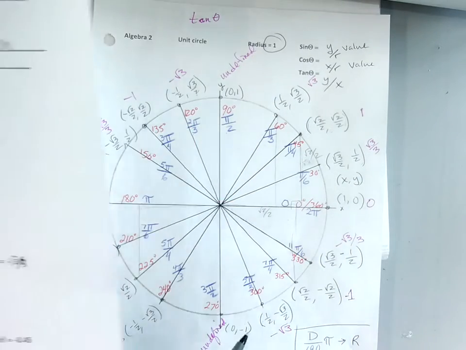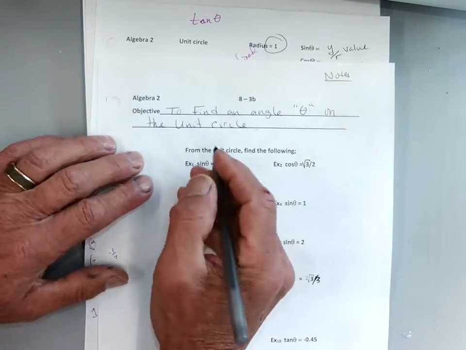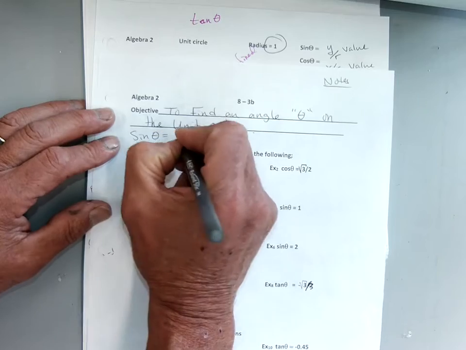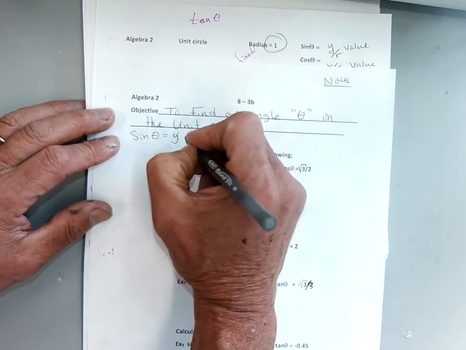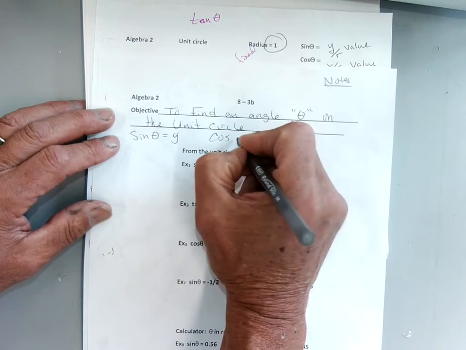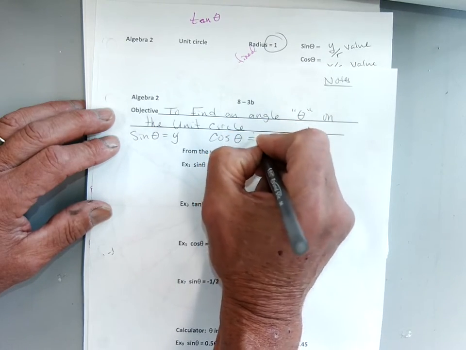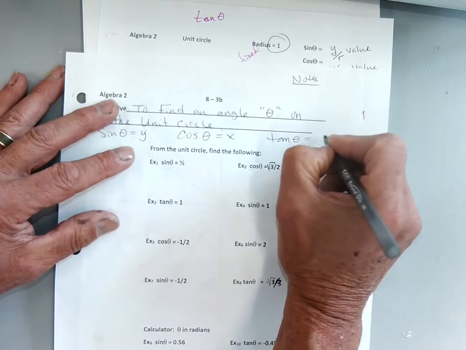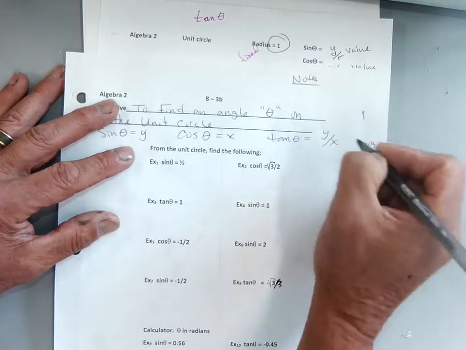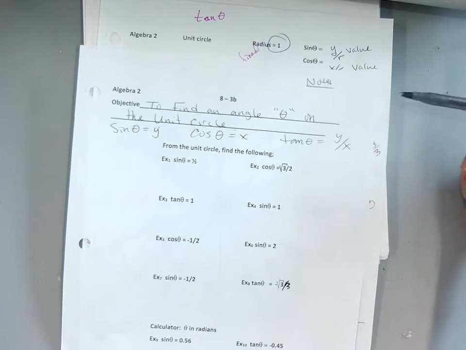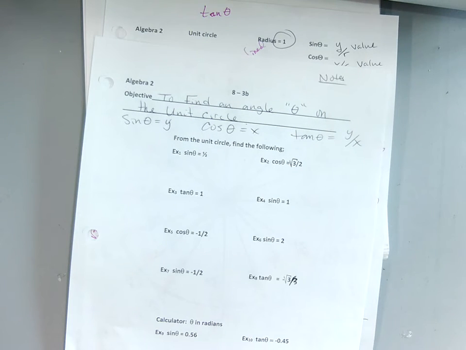So now, here's what we do, okay? We know that sine of an angle is equal to the y value. We know that cosine of an angle is the x value, and the tangent is the y value over the x value, okay? And we have that on our unit circle. It's right up here. It says so, but it's nice to take a look at it again.